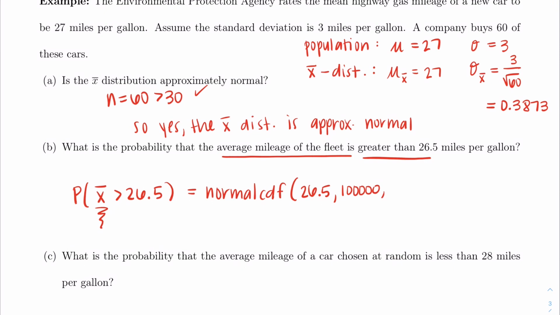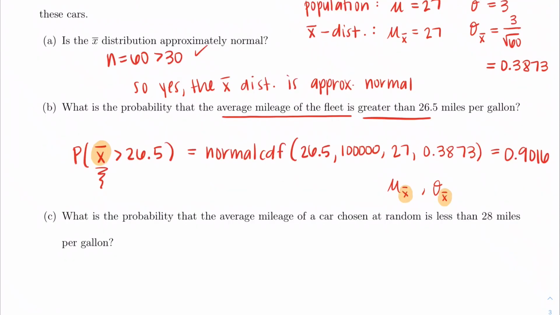For the mean and the standard deviation, that's going to depend on which variable was placed here. If this was x without the bar, just a data value x, I would just have mu and sigma. But because I have x bar here, I'm going to be using mu sub x bar and sigma sub x bar. You have to make sure that the values you place here match the variable that you placed here, which means I'll have 27 and 0.3873. When you find this, you should get a value around 0.9016.